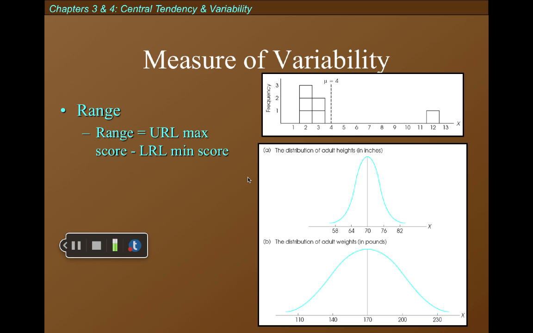But it's basically the high versus the low, and then if you add 1 to that, it makes it a little bit more accurate. So that's the range. Again, kind of a crude measurement, but sometimes used just to get a picture of the spread of scores.